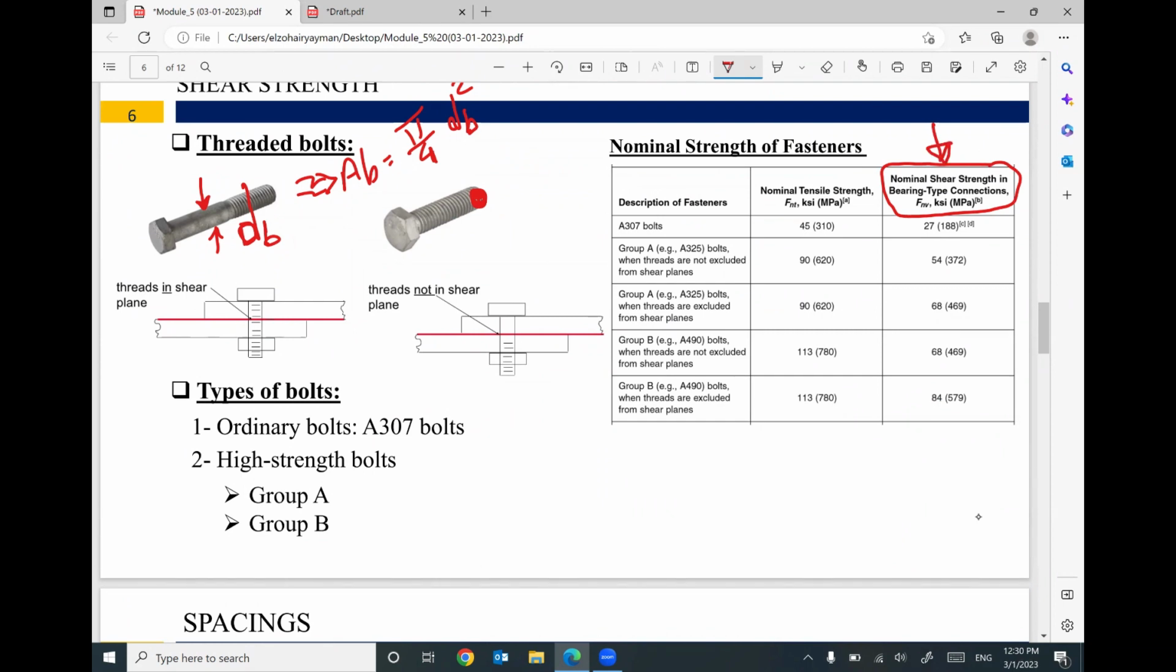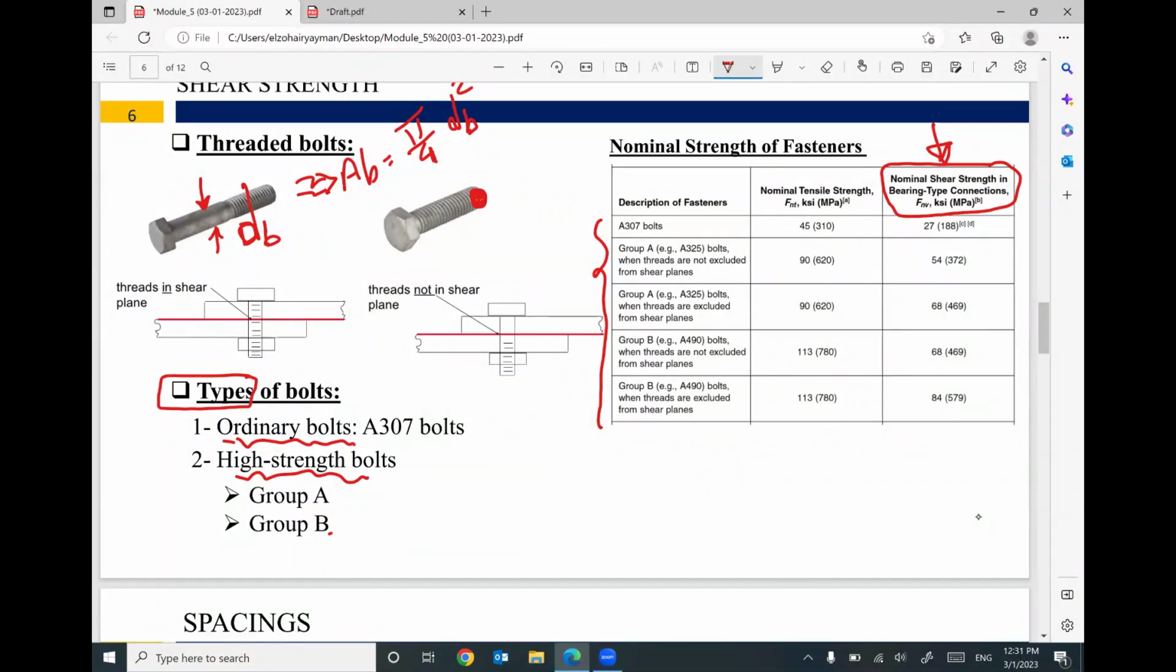Based on the type of your bolts, we have different types. We have ordinary bolts, called A307 bolts. The second type is called the high strength bolt. We have two grades, grade A and grade B. So these are the different types of bolts. Before you design your connection, you have to select what type of bolts you are going to use.